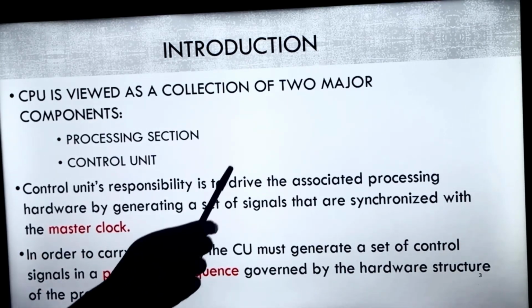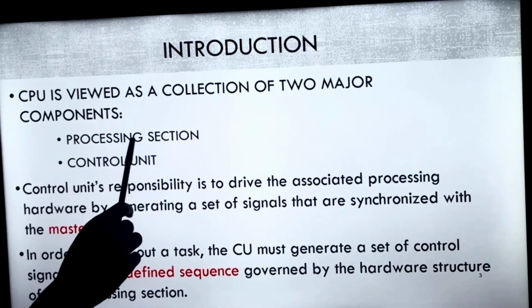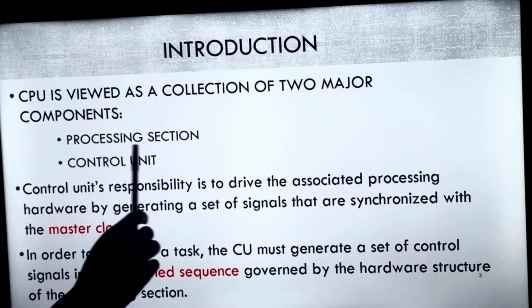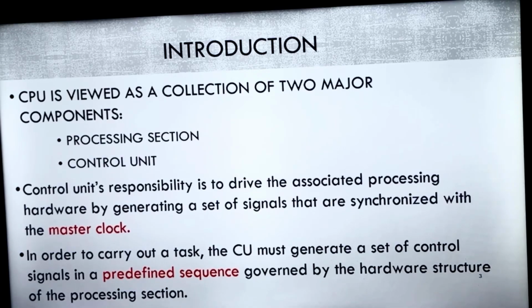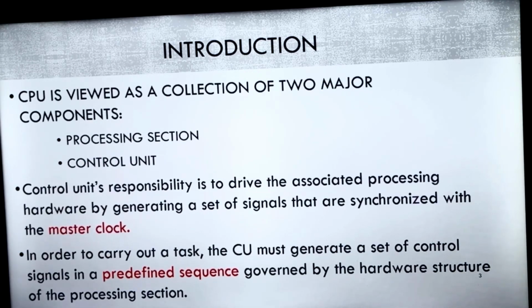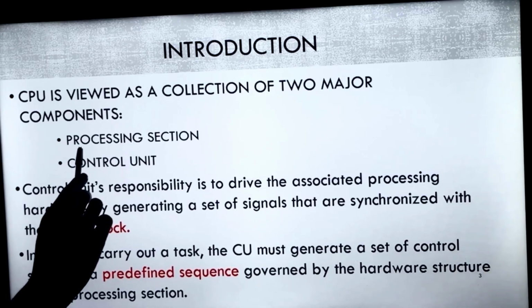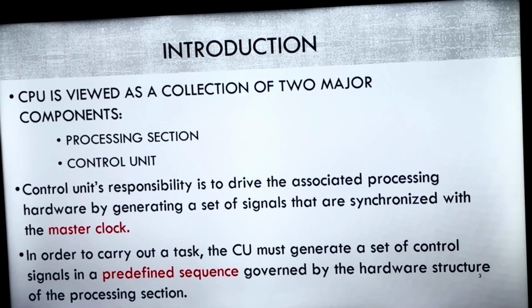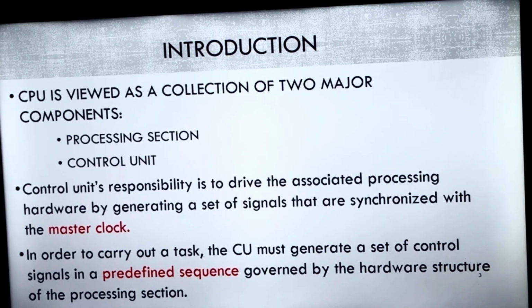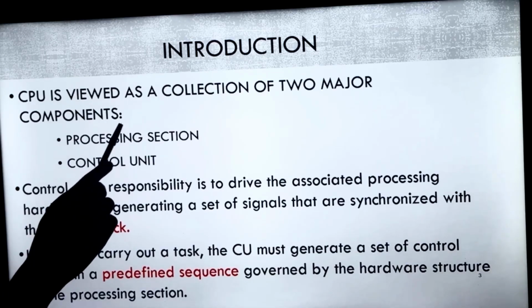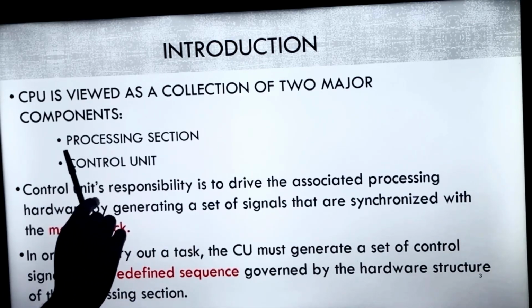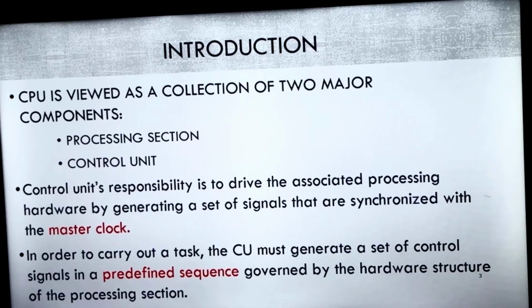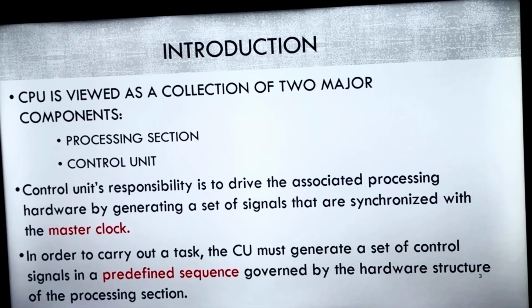Fine. Now, whenever we talk about CPU, central processing unit, this CPU has two major components. You have to note it down. In CPU, we have two major components. Number one is called processing section and number two is called control unit. Now I will try to make it very simple. In simple words, what is processing section? Processing section is nothing but the set of all hardwares which are responsible to perform some operation. It deals with all types of hardwares which are there inside of CPU.